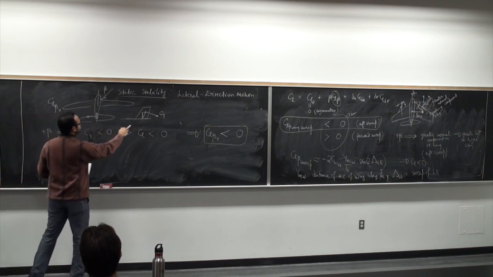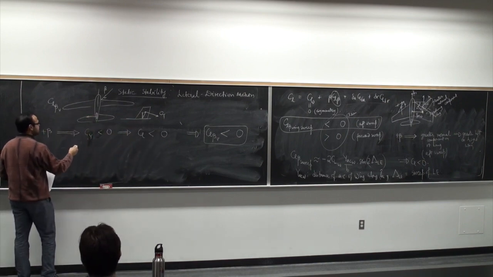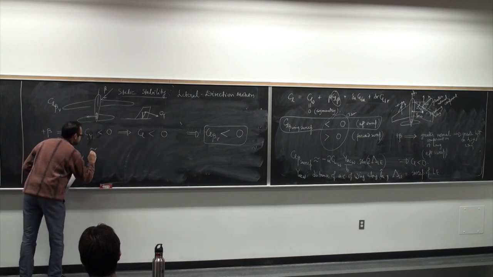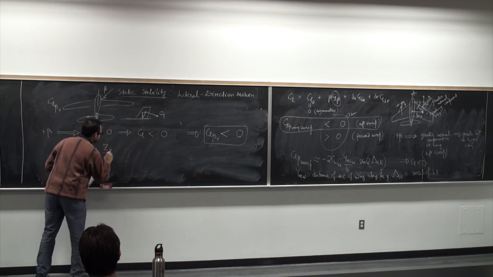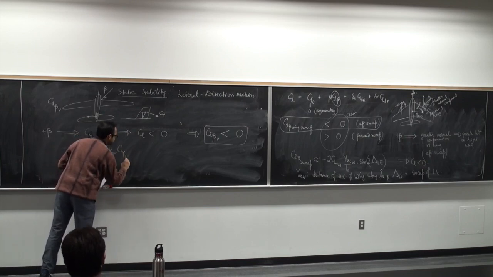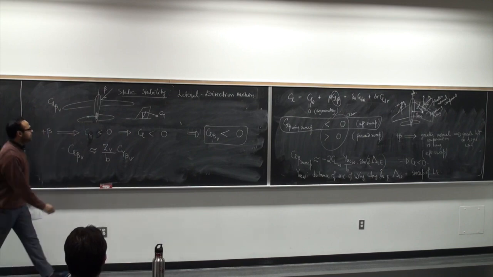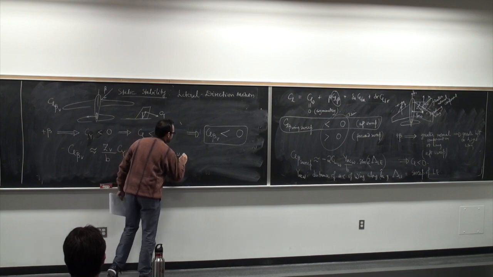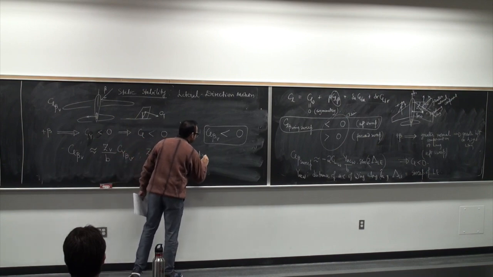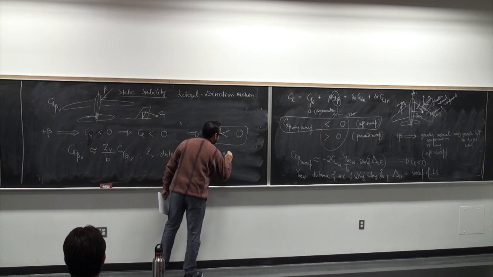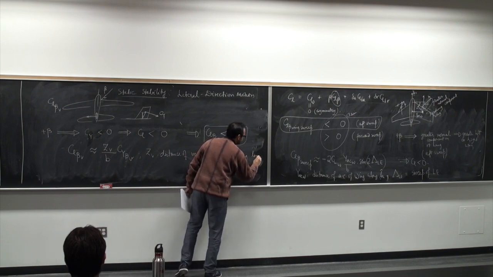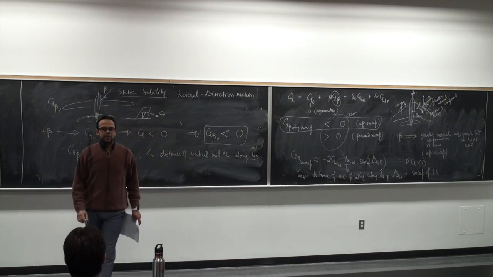And like I said, this is easy to compute because it's essentially a function of the moment arm and the CY. So CL beta of the vertical tail is approximately ZB over B times CY beta, where ZB is the distance of the vertical tail's aerodynamic center along the z-axis.